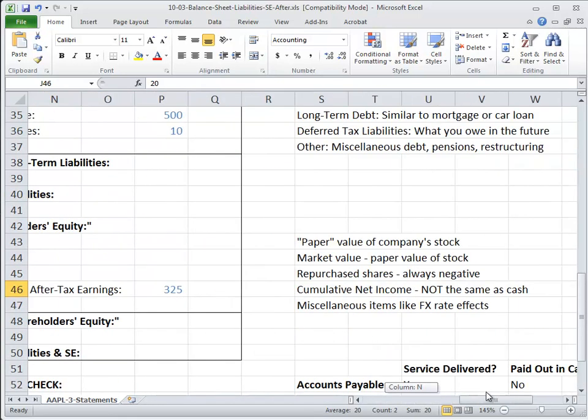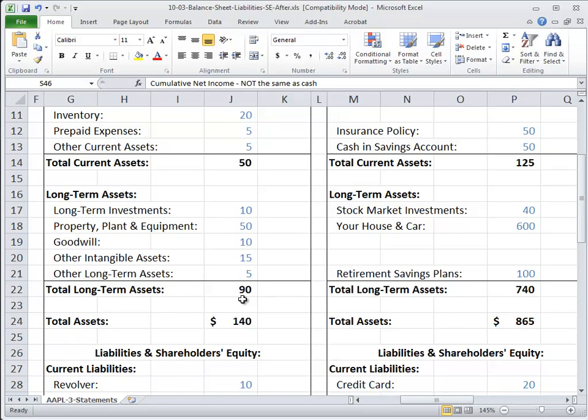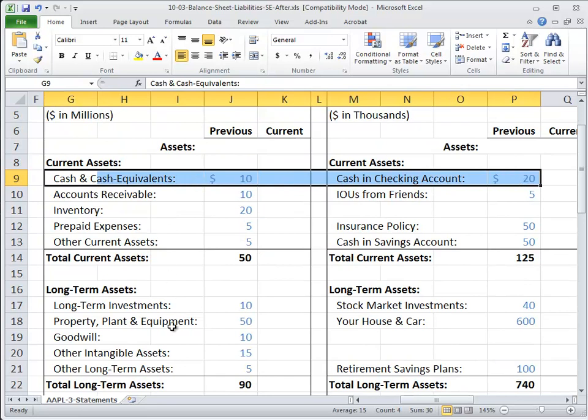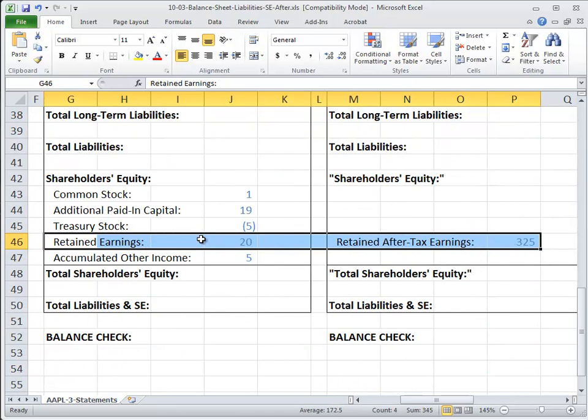Note that retained earnings, I have it listed here, cumulative net income, it's not the same as cash. The difference is that cash is an asset, and cash does not necessarily have to be reinvested into the business, whereas retained earnings is what the company has saved solely from its net income, its after-tax earnings, and retained earnings are always going to be reinvested into the business or paid out as dividends to investors in the company. So retained earnings and cash are related, but they are not the same thing, so make sure you get that right and don't get it confused in models.